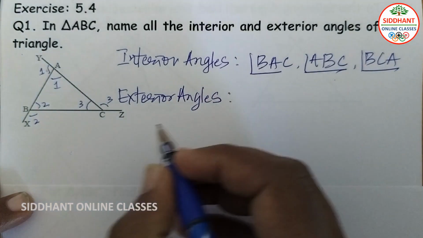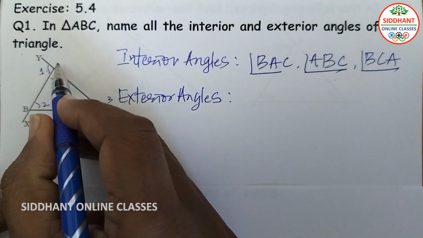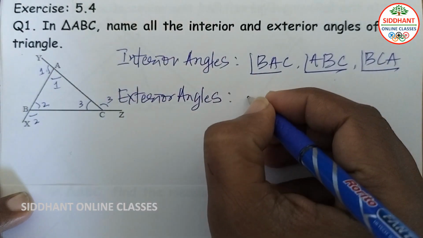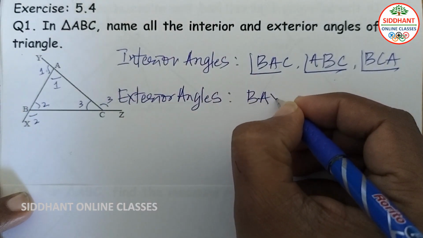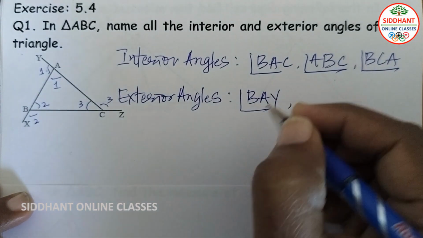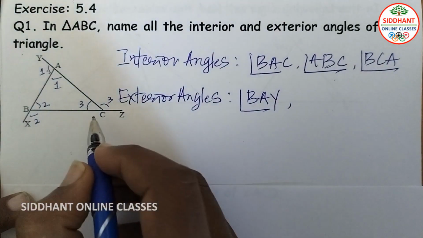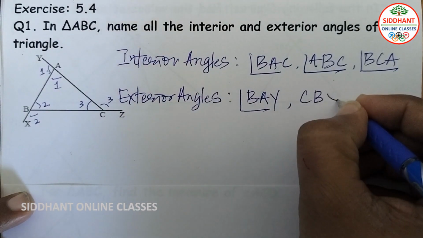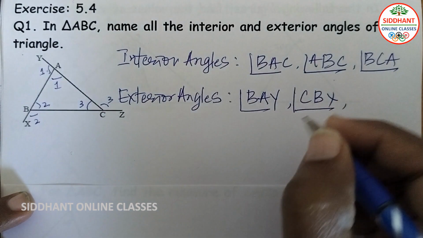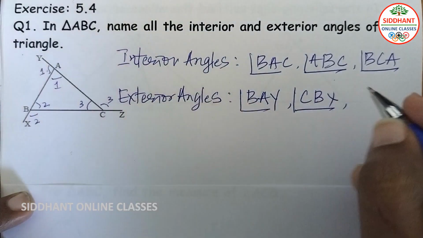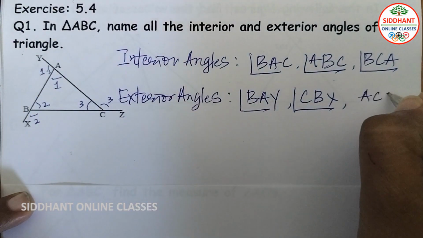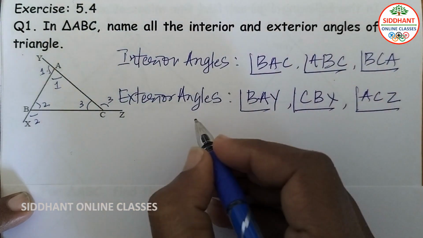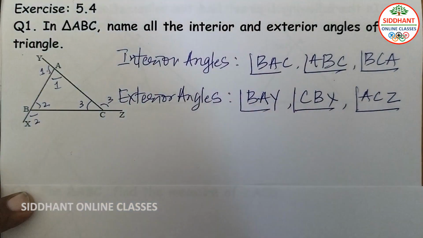Now coming to the exterior angles. One is BAX or BAY, first BAY. Second, CBX. Next, ACZ. So these are the interior angles and these are the exterior angles.